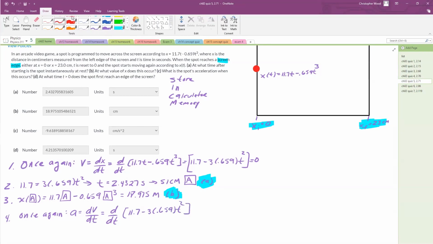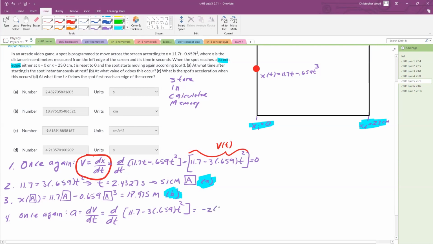And where did that come from? Let me make this notation. We did that work right here. This is V, my velocity function, which you get when you take the time derivative of position. So I know how to take this derivative. It's going to equal -2 times 3 times 0.659 times t. And then at t equals what I have stored in calculator memory.